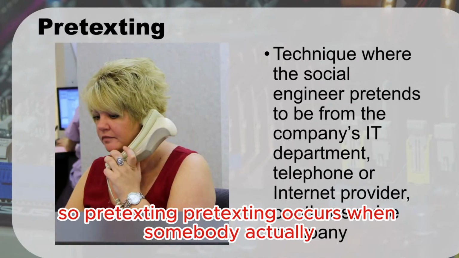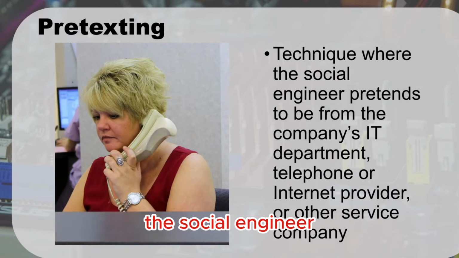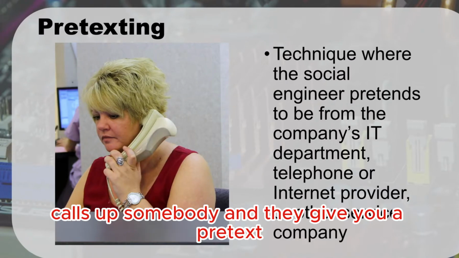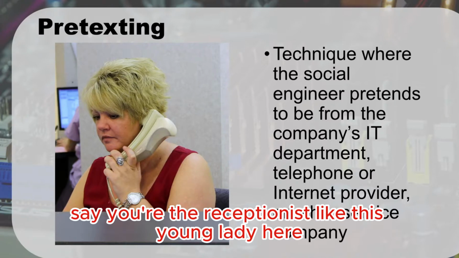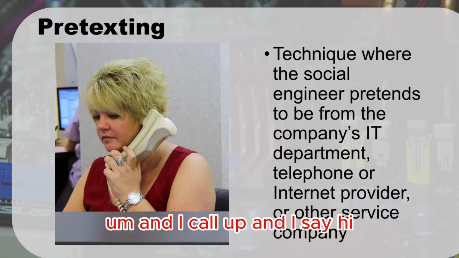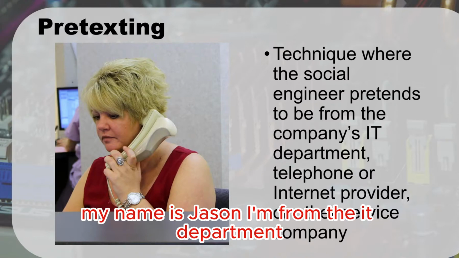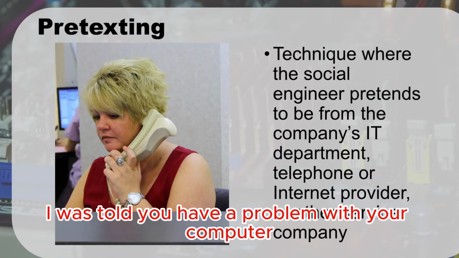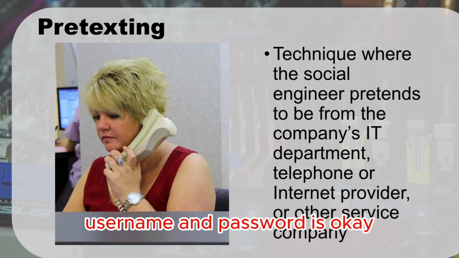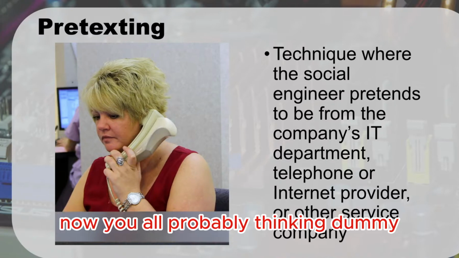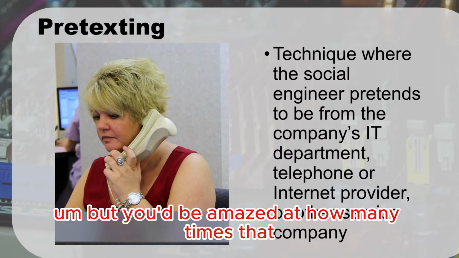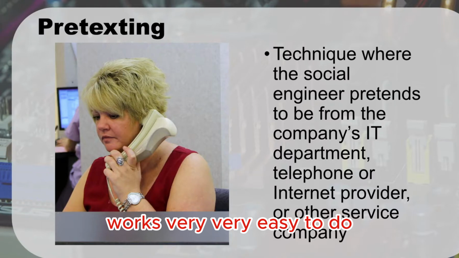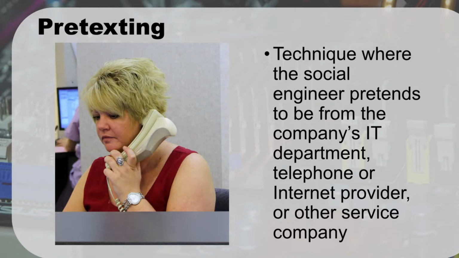So pretexting. Pretexting occurs when somebody, actually the social engineer, calls up somebody and gives you a pretext. For instance, say you're the receptionist, like this young lady here, and I call up and say, "Hi, my name's Jason. I'm from the IT department. I was told you have a problem with your computer. I need you to verify what your username and password is." Okay? Now you're all probably thinking, dummy, don't give a username and password over the phone, right? But you'd be amazed at how many times that works. Very, very easy to do.